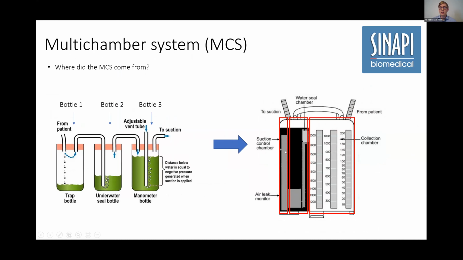And this is the 3 systems. You have your collection chamber, your seal chamber, and your suction regulation chamber. So the multi-chamber system did not really solve anything or add any innovation to the field of chest drainage. It's just the 3 bottles in a box.